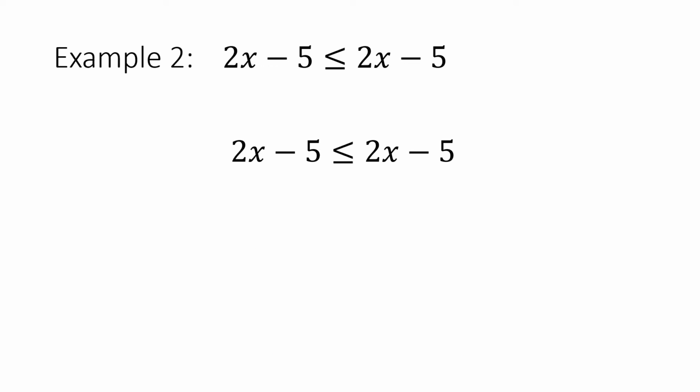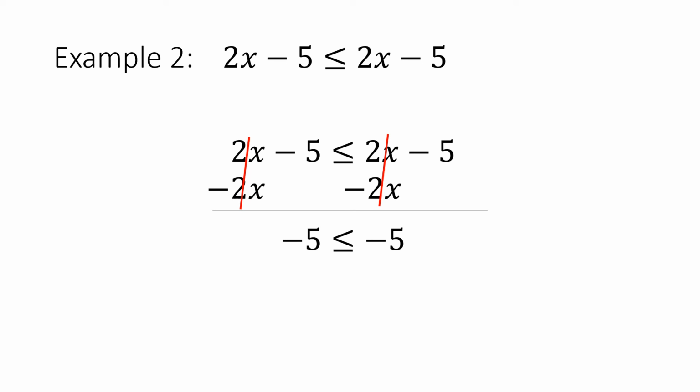All right, let's look at example 2. We have 2x minus 5 is less than or equal to 2x minus 5. And so this is a multi-step inequality. I'm going to solve for x, and so I'm actually going to move my variable 2x first. When I do that, I'm going to subtract 2x on both sides. What ends up happening is my variable goes away, and I'm left with -5 is less than or equal to -5. This is a true statement because -5 is equal to -5, and so it's always true. And so my answer when it comes to inequalities that look like this is going to be all real numbers.